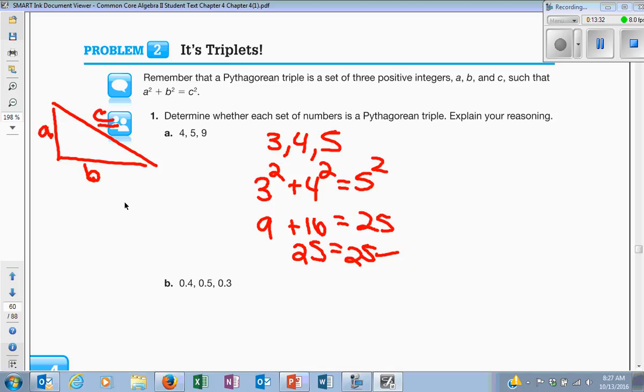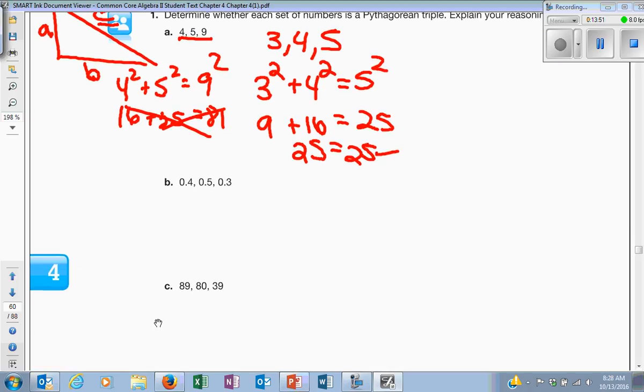You remember these? If I look at this one, is this a Pythagorean triple? 4 squared plus 5 squared equals 9 squared. 16 plus 25, is that going to be anywhere close to 81? No, it's not. So it's not a Pythagorean triple. Is this one going to be a Pythagorean triple? You don't even have to do any math. Why? No. They don't have to be in order. They don't have to necessarily give them in order. You could do 0.3 squared plus 0.4 squared. Does that equal 0.5 squared? Yes.